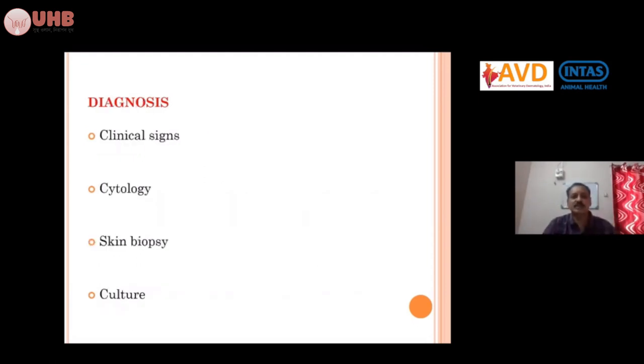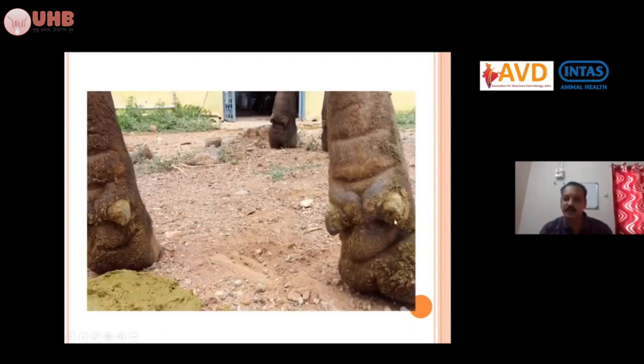So here also the same thing: the diagnosis is just by appreciating the clinical signs, and you can go for skin biopsy in needed cases, and cytological examination and culture. So here, this is the earliest phase of presentation. See the hind limb. In the pastern region, all the fissures are noticed, and it will ascend up to the hock joint. It will spread up to the hock joint, and then it will spread completely throughout the body.